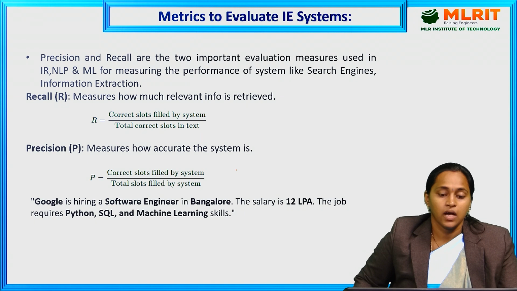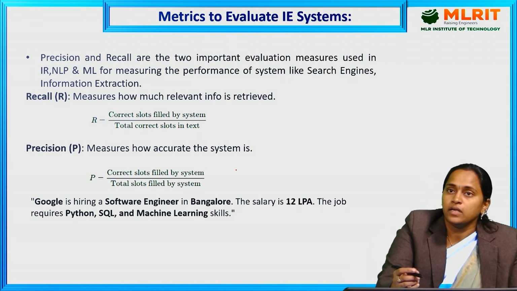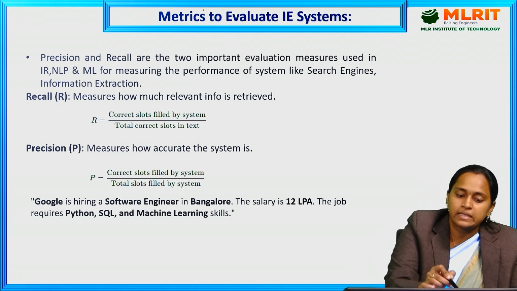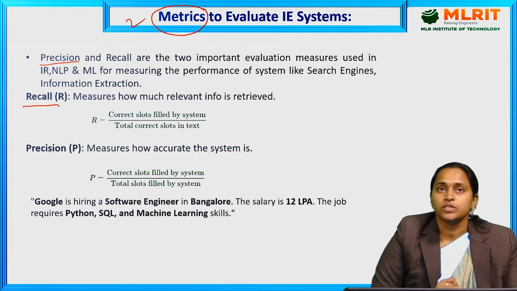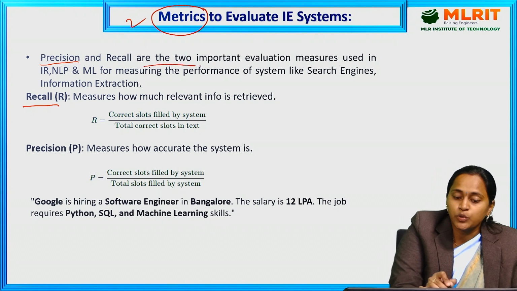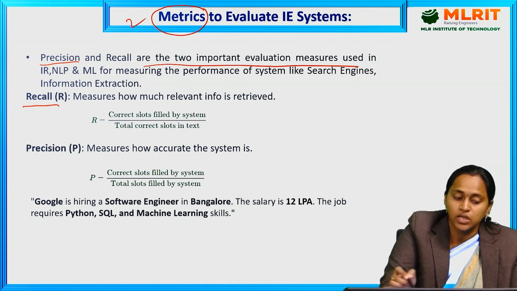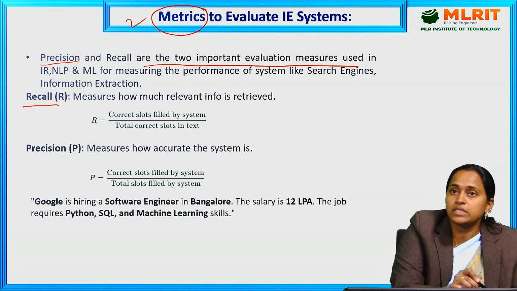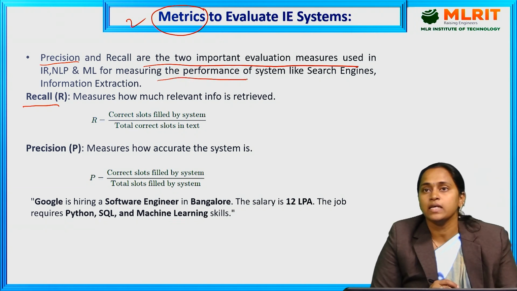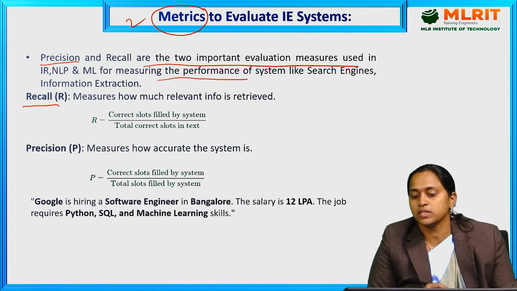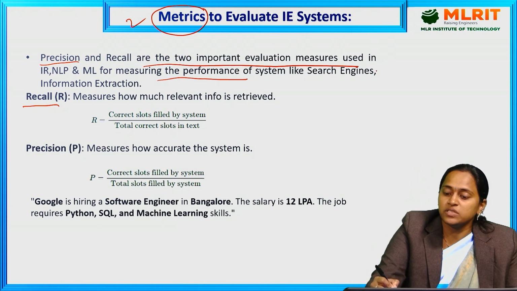Let's see, here we will do the evaluation using two metrics. Those are precision and recall. Precision and recall are two main important evaluation measures used in information retrieval, natural language processing and machine learning for measuring the performance of systems like search engines and information extraction. By using precision and recall, we can measure the accuracy of a particular application.